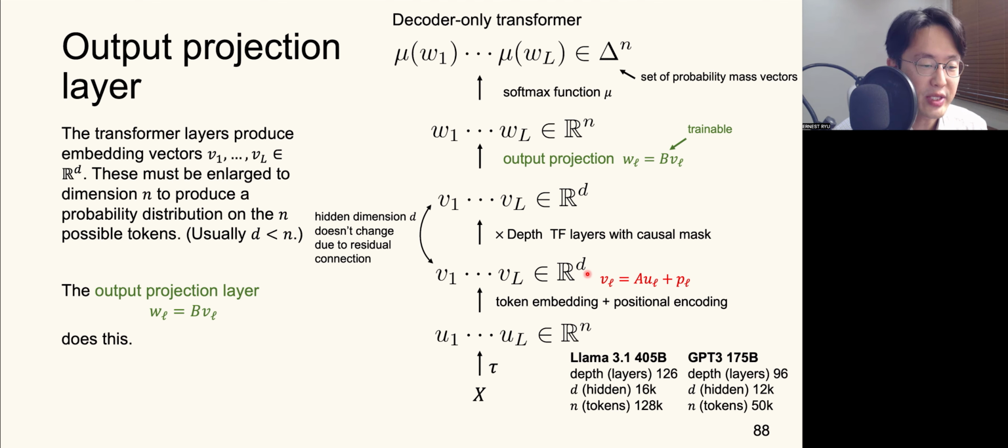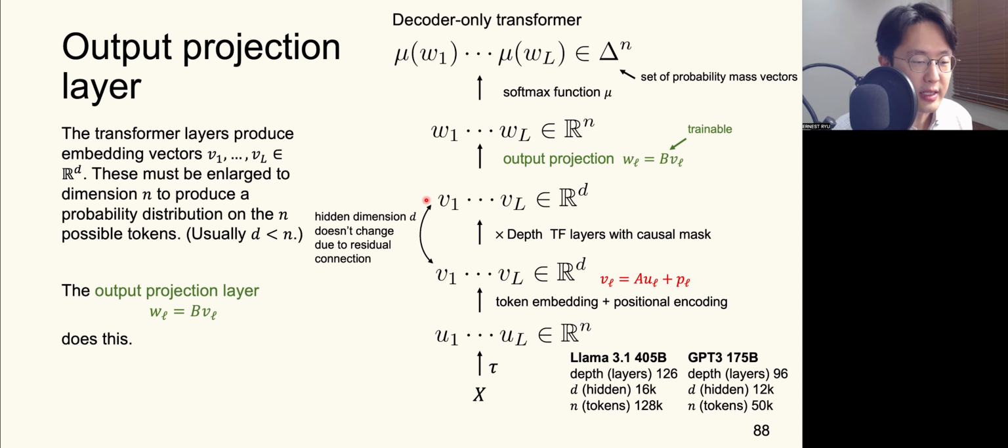The transformer has many layers. Here, for reference, are the numbers for the Llama 3.1 and GPT-3 large language models. These models have 126 and 96 as the depth count. Throughout the transformer operations, the dimension d doesn't change. It cannot possibly change because we have the residual connections. So the dimension d is preserved throughout all the operations.